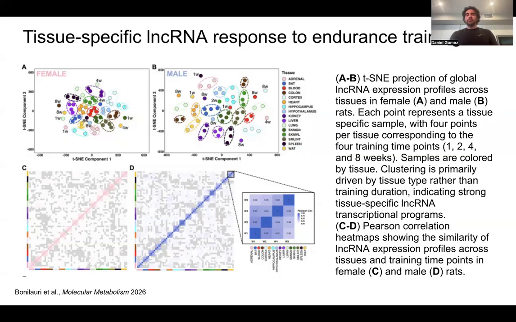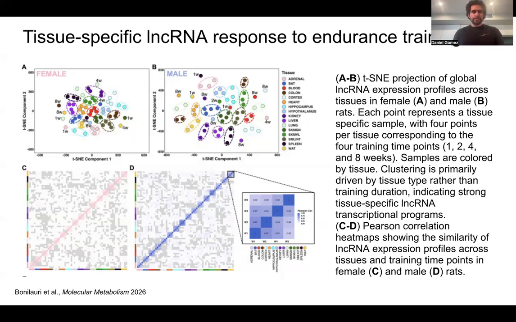So we did a t-SNE projection of global lncRNA expression profiles across tissues in female and male rats. Each point represented a tissue-specific sample, with four points per tissue corresponding to the training time points, so 1, 2, 4, and 8 weeks. Samples are colored by tissue. So the clustering is primarily driven by tissue type rather than training duration, indicating a strong tissue-specific lncRNA transcriptional program. We can see that in these clusters here in male and female.